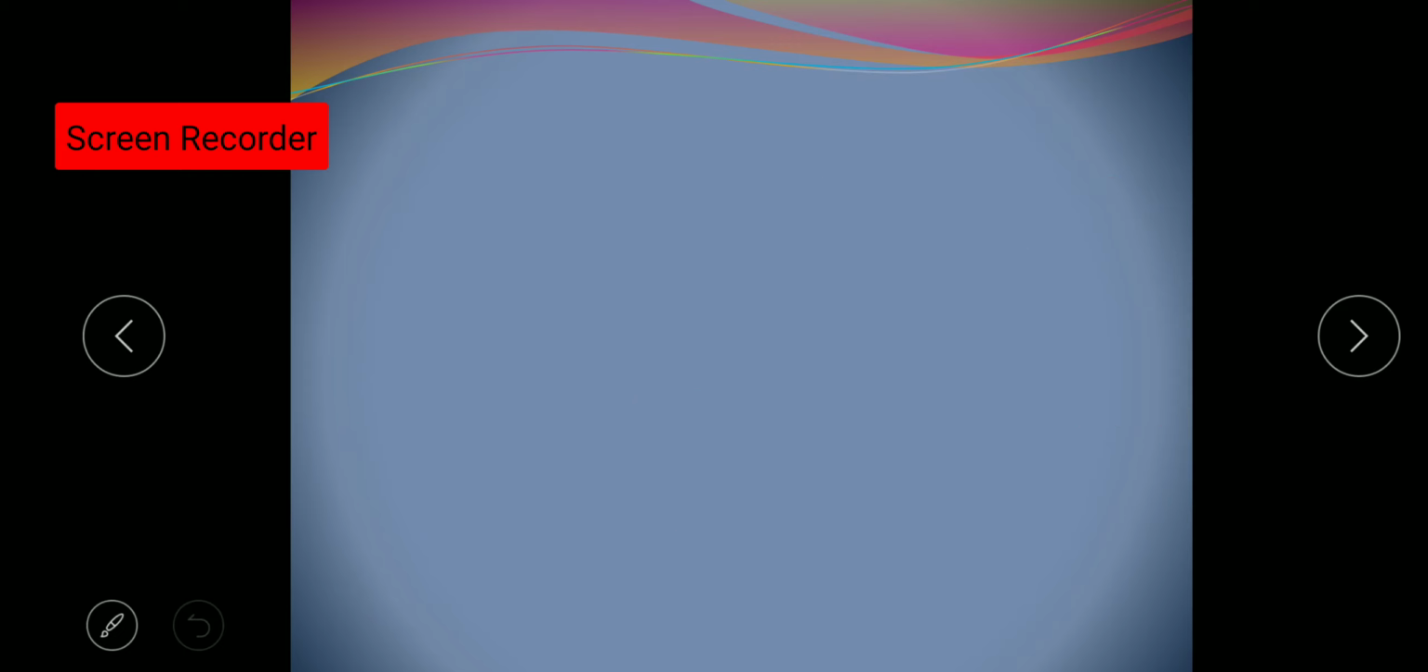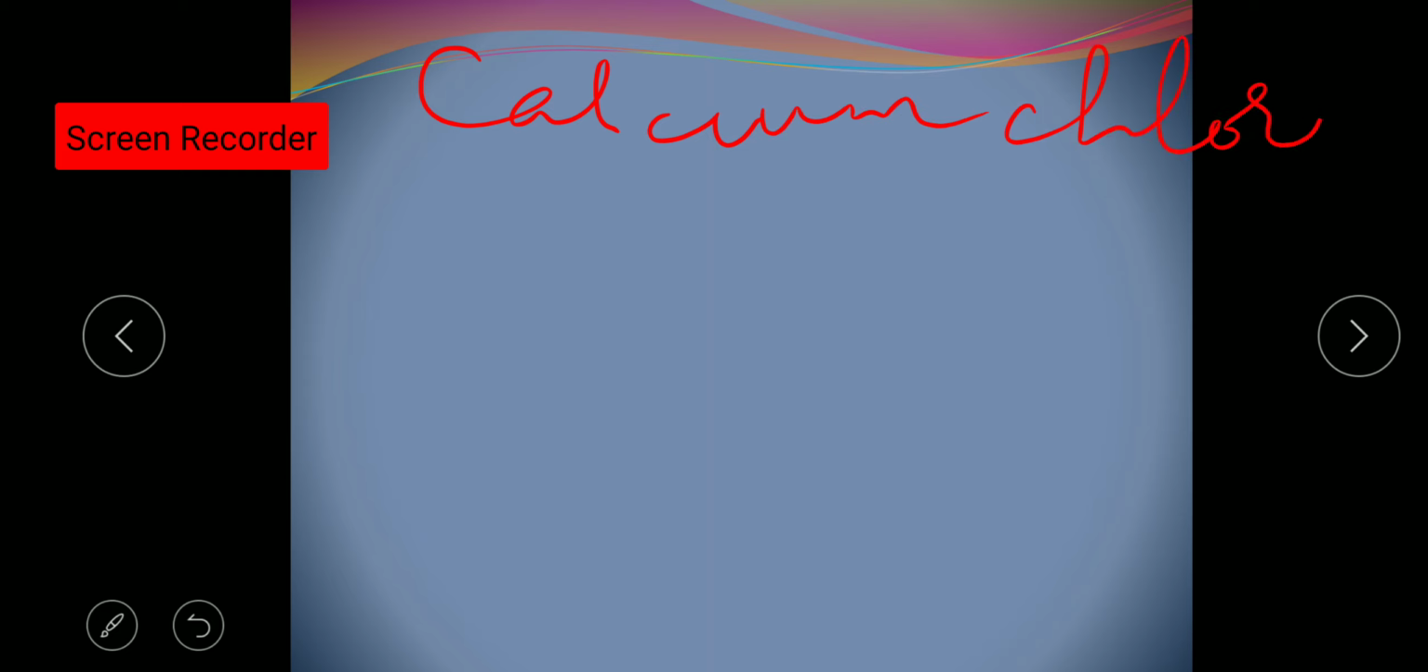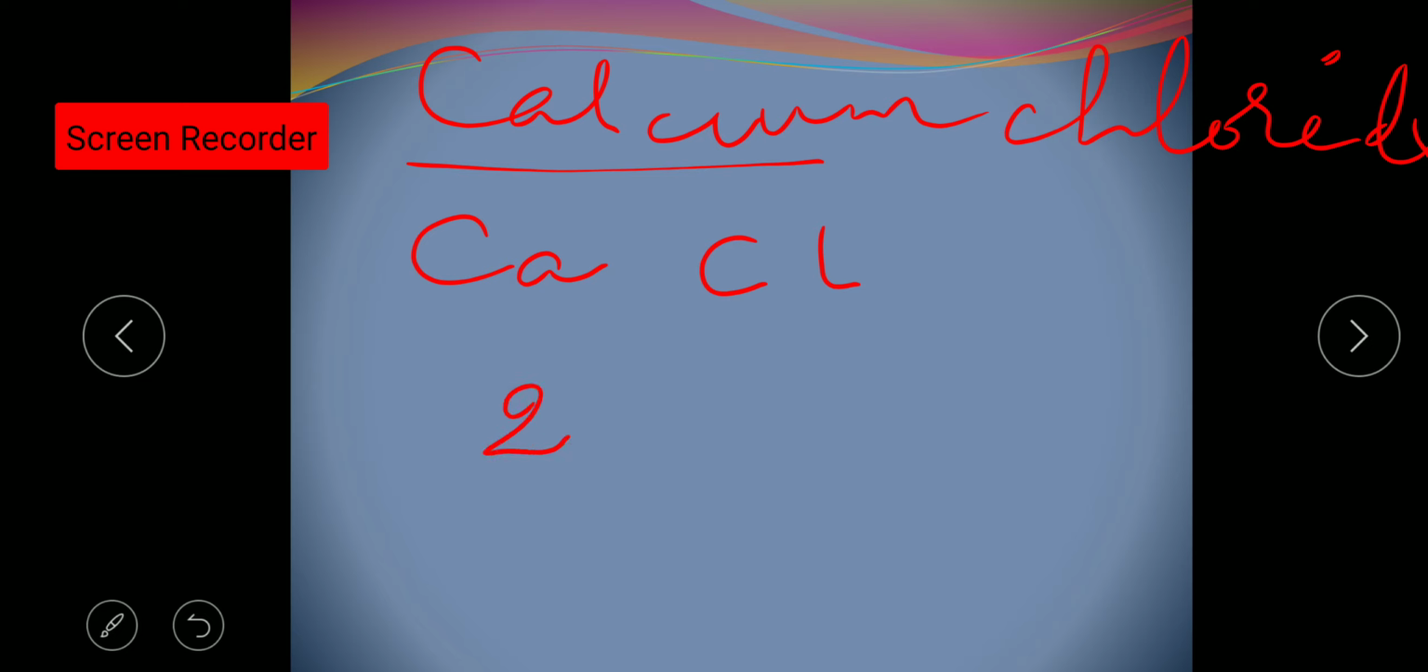The first compound we are going to write is calcium chloride. First of all, what is the symbol of calcium? You will write Ca. And what is the symbol of chlorine? You will write Cl. Now you must know the valency of calcium. In the previous class I had given you a table. In that table you will get that the valency of calcium is 2 and the valency of chlorine is 1.